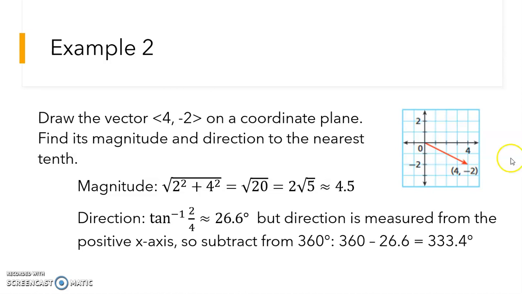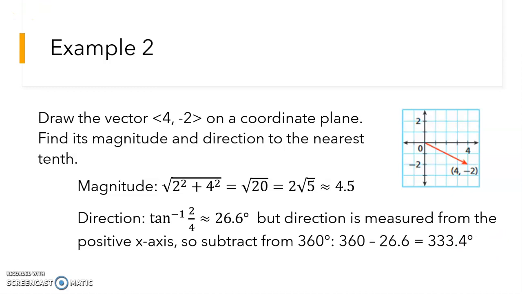So first, what I did is I had the opposite side is 2 and the adjacent side is 4. So I did tangent inverse of 2 over 4 to get approximately 26.6 degrees. Now that is the measurement of this angle here, the angle down from the positive x-axis. But direction is measured in the other direction. So I need to subtract from 360 degrees. So I did 360 degrees minus 26.6 equals 333.4 degrees. And that's the actual direction of this vector.